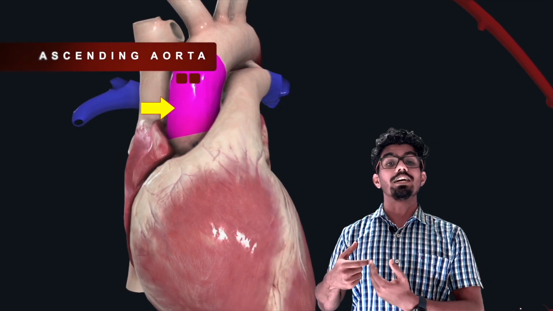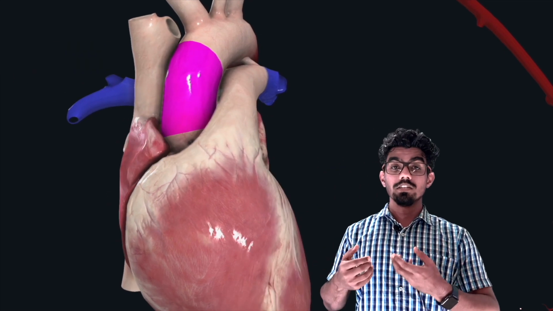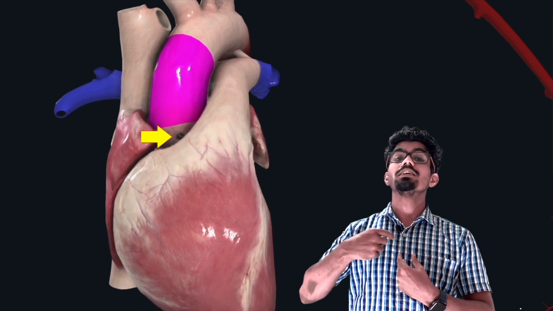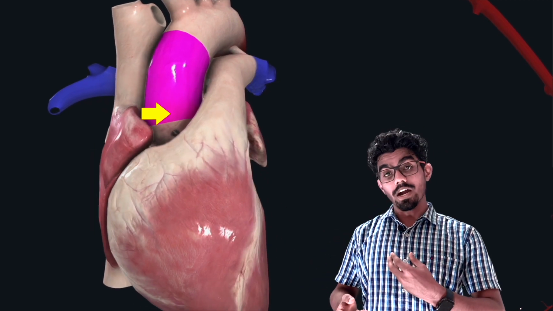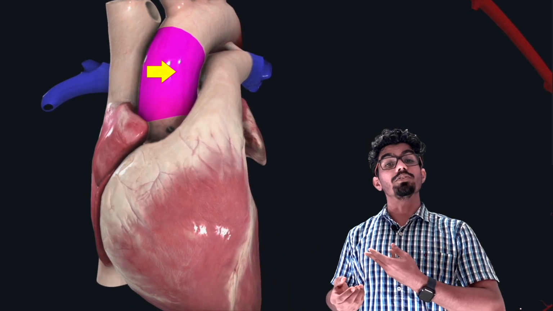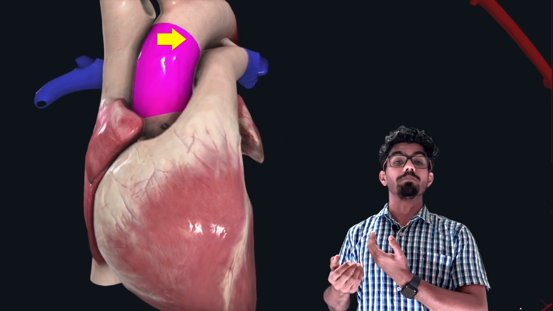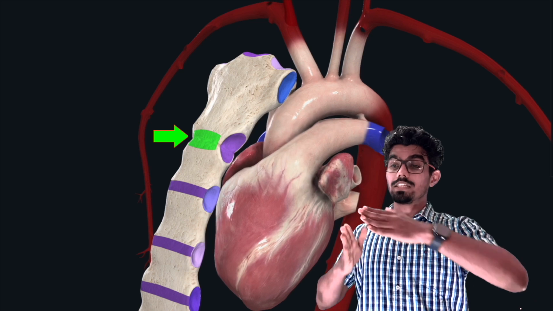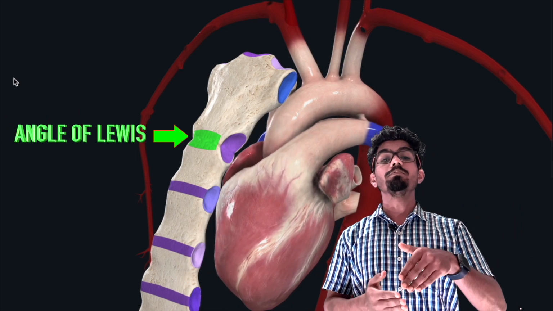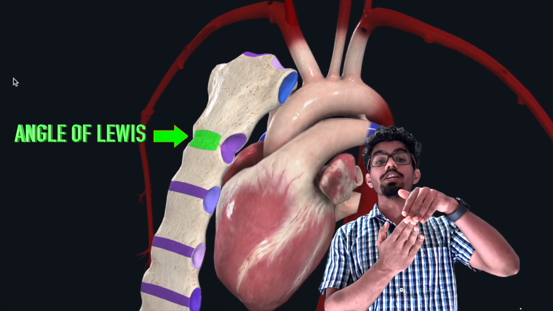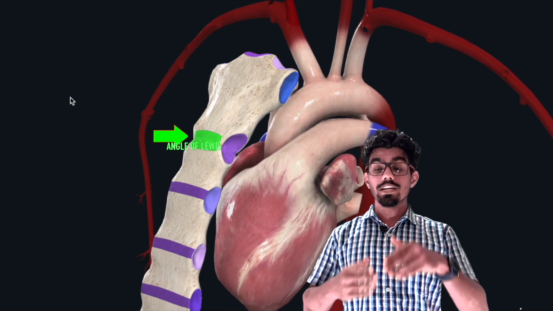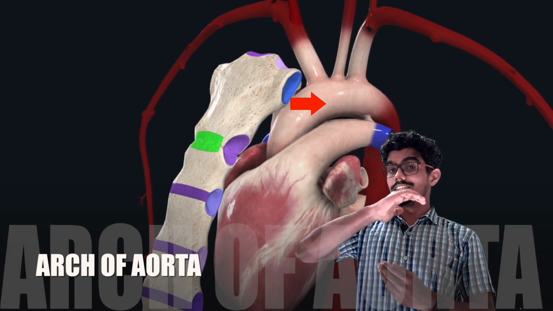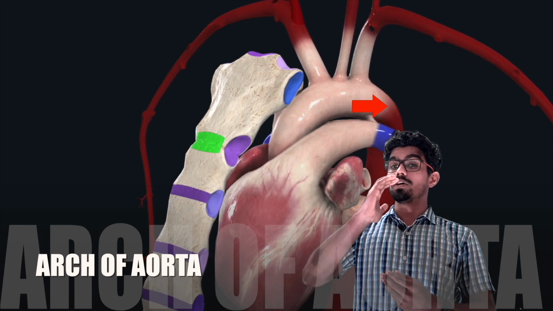This part of the aorta is called the ascending aorta. The part which is arising just from the left ventricle is the root of aorta, and the part which ascends from the root is called the ascending part of the aorta or ascending aorta. Now, at the angle of Lewis, which means the angle between the manubrium sterni and the body of the sternum, the ascending aorta curves like this to form the arch of aorta.